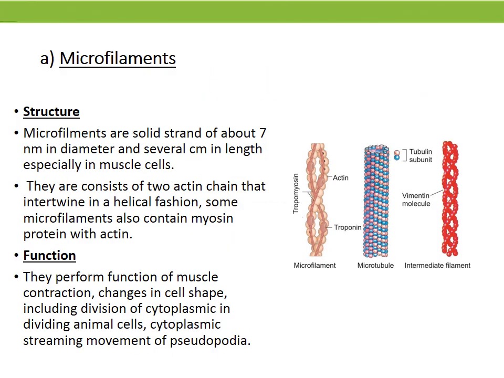Microfilaments. Microfilaments, also called actin filaments, are protein filaments in the cytoplasm of eukaryotic cells that form part of the cytoskeleton. They are composed of polymers of actin but are modified by and interact with numerous other proteins in the cell. They perform the function of muscle contraction, changes in cell shape, including division of cytoplasm in dividing animal cells, cytoplasmic streaming, and movement of pseudopodia.